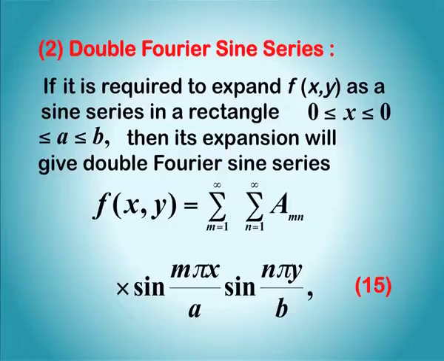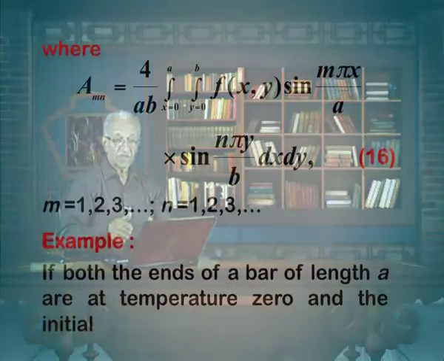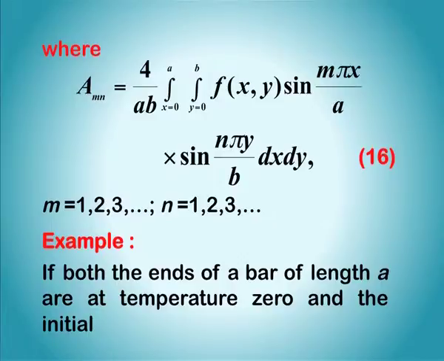So f(x,y) is equal to a double summation, because it is a double series. One integer is m, the other is n, both varying from 1 to infinity, of a_mn into sine of m pi x upon a, sine of n pi y upon b. This is the double Fourier sine series, where a_mn, like b_n, which was defined as 2 upon L integral 0 to L, is given by this whole quantity represented as equation 16.